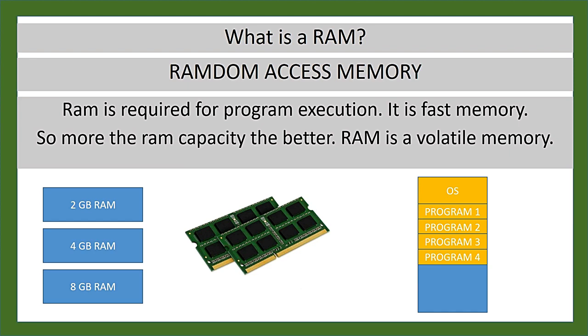Why? Because if you have a lower capacity RAM, for example a 2 GB RAM, and you're trying to run heavy applications, which are big software, then since the RAM is less, after a point of time your RAM will get full. Once that happens, your computer starts working pretty slow, and it may happen that your computer can get hanged. Okay, so understand one thing.